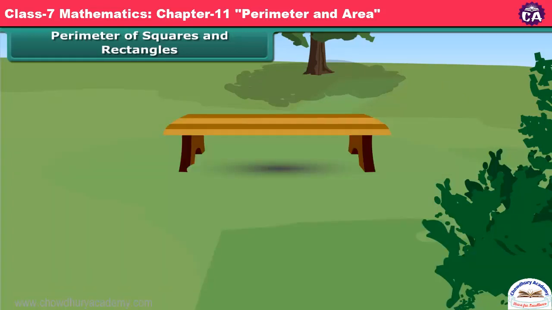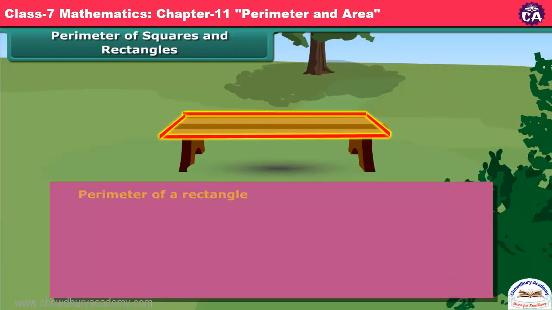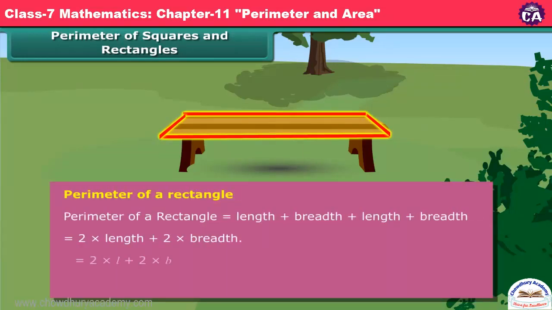Can you find the perimeter of rectangular bench in the park? Yes, we have the measures of the length and breadth of rectangle. The perimeter of a rectangle is the sum of its lengths and breadths.